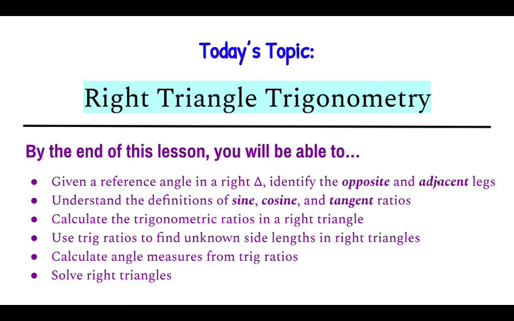So today we're going to be talking about right triangle trigonometry. By the end of the lesson, you're going to be able to find the opposite and adjacent legs when you're given a reference angle for a right triangle, understand the definitions of sine, cosine, and tangent ratios, calculate the trigonometric ratios in a right triangle, use trig ratios to find unknown side lengths in right triangles, calculate angle measures from trig ratios, and solve right triangles, which means finding everything you can, the legs and angles entirely. When you solve a triangle in general, that's what you're doing, finding all the angles and all the sides.